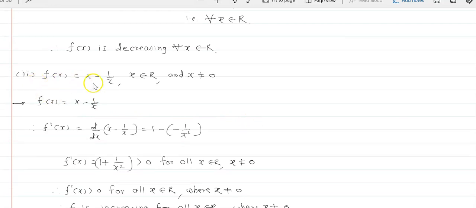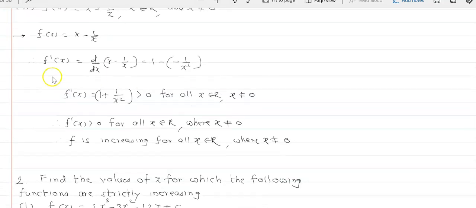In the third case, f of x is equal to x minus 1 upon 2 for x belongs to the set of real numbers and x is not equal to 0. Now if you find its first derivative, it is positive. Therefore, f is increasing for all x belongs to the set of real numbers where x is not equal to 0. So for increasing and decreasing, remember that for increasing the derivative is greater than or equal to 0, and for decreasing it is less than or equal to 0. You can decide at that time. So, okay.